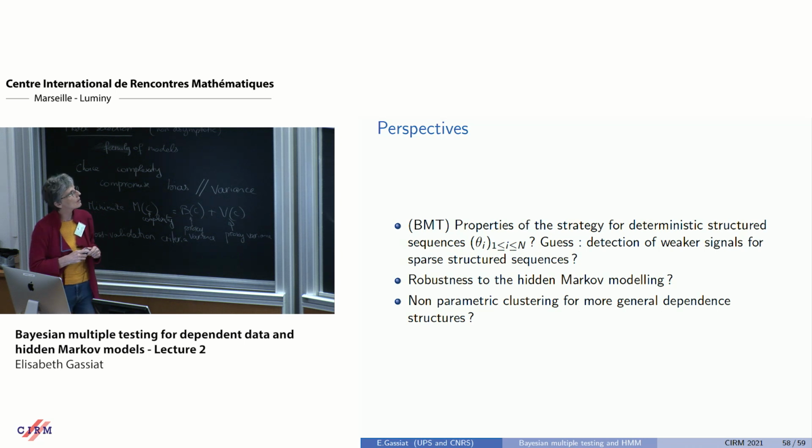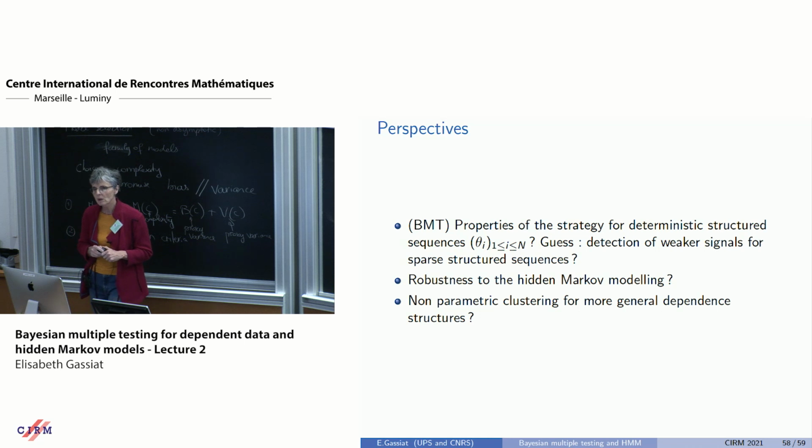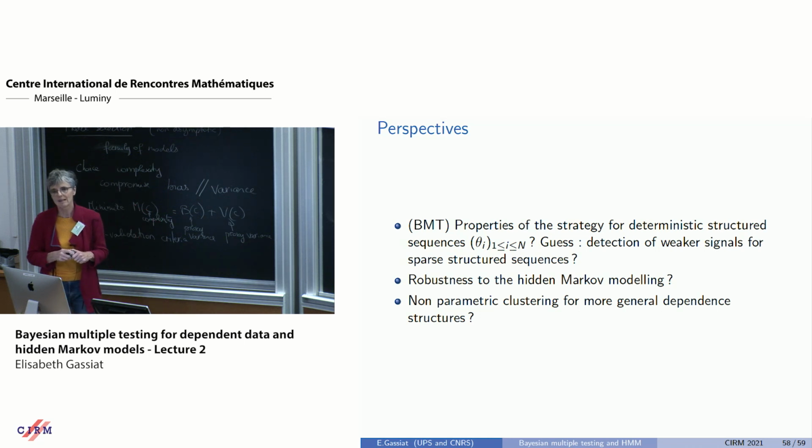So these are the things I'd like to work on, but there is a lot of things to do. So I still say that understanding the frequentist Bayesian story for Bayesian multiple testing, the guess is that you could have weaker signals to detect sparse structured sequences, and for this we needed to investigate the delta that goes to 0. Sparse is when delta is small, when the phi 1 is near 1.